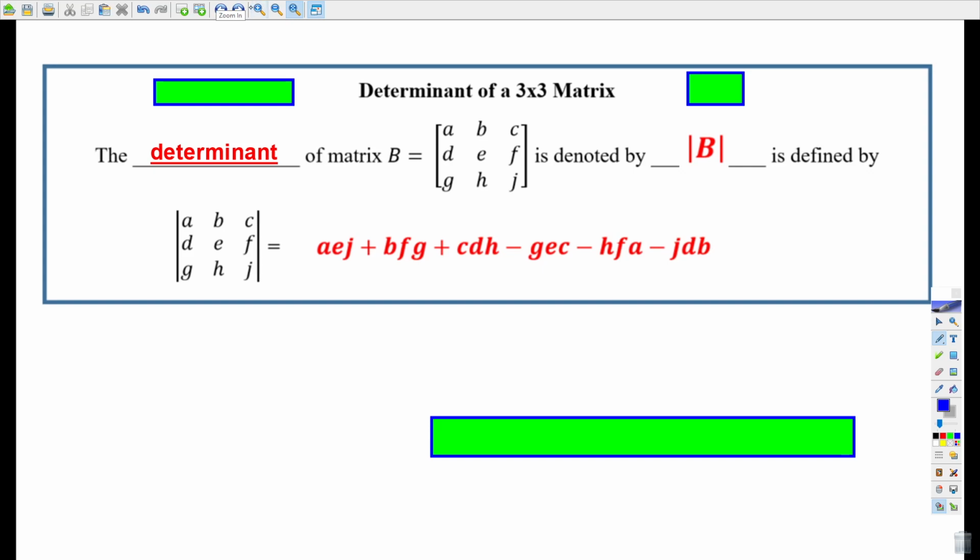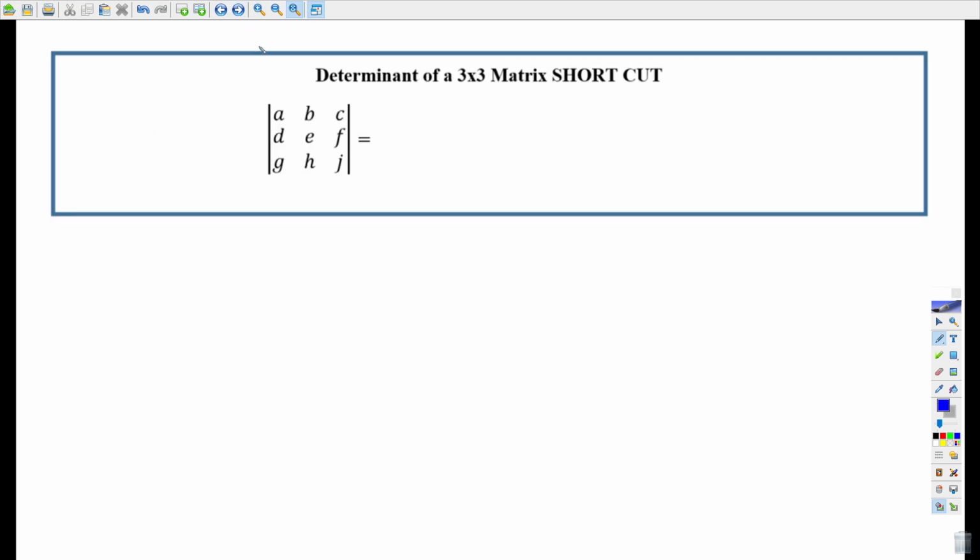So 3 by 3 is obviously a lot harder than doing a 2 by 2. So here's a shortcut. What I'm going to do is we're just going to pretend that the equal sign is not here. To do the shortcut, all you have to do is take this block of letters or numbers, and we're just going to rewrite them beside it. So the same exact thing. I'm going to write it right beside it: A, B, C, D, E, F, G, H, J.